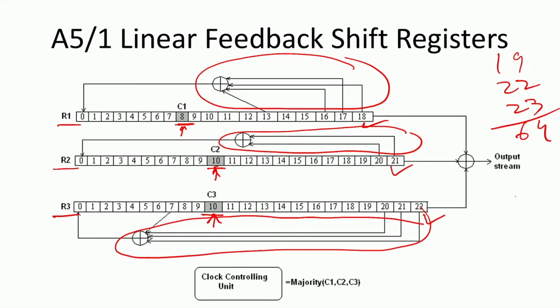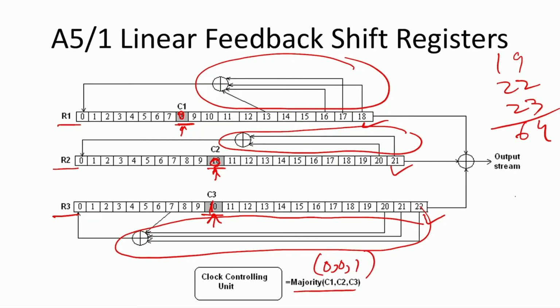So we basically do what is known as a majority vote on these clocking bits in each cycle to decide which registers are going to be active, meaning that they will perform their XOR functions. So for example, if we have 0 as the clocking bit for the first register in the current cycle, and then 0 as well for the second register, and then we have, let's say, 1 as the clocking bit for the third register.